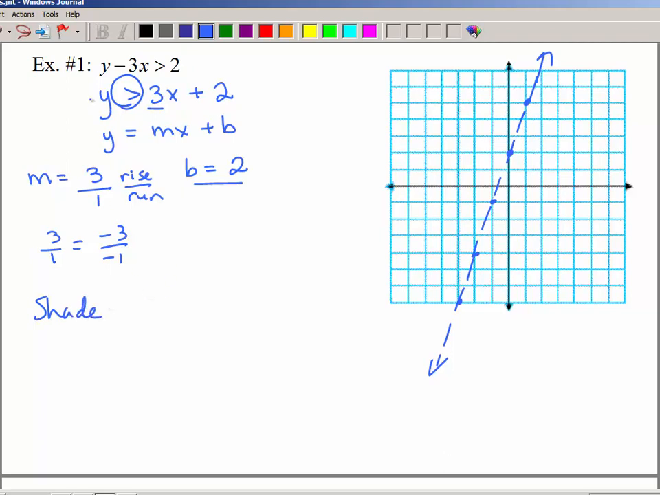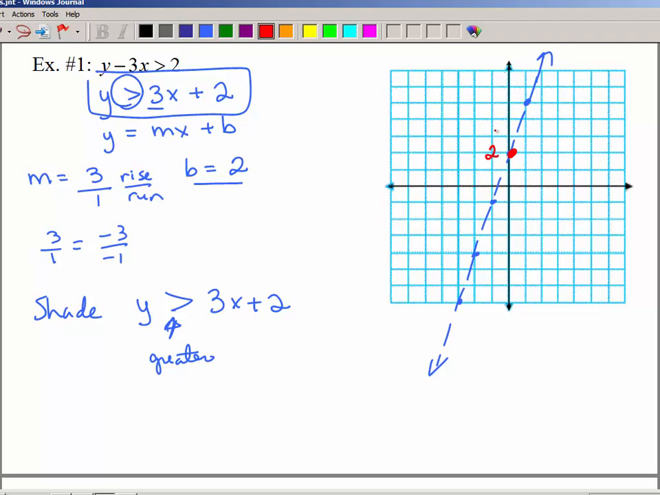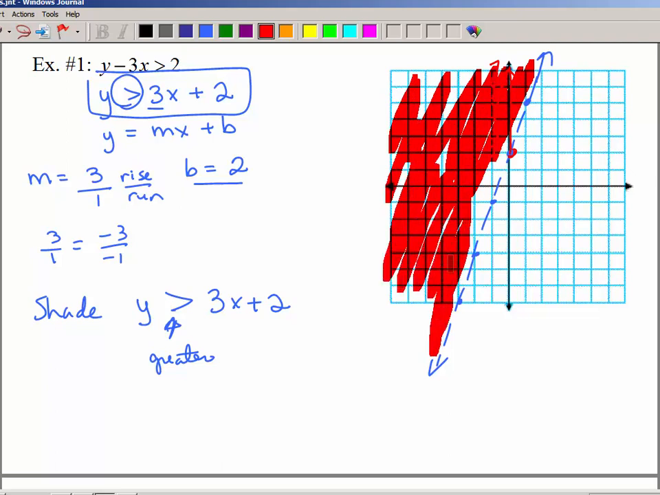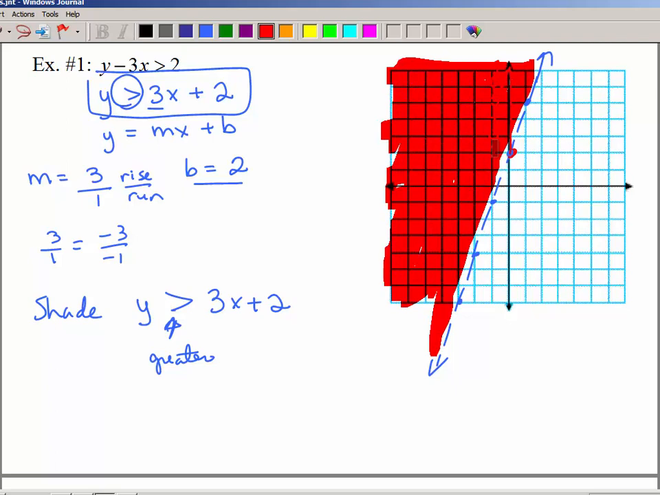Now we need to decide how to shade. So this is where we go back to where we've solved for y. Y is what compared to 3x plus 2? Y is greater than. So here's our y-intercept, which is 2. Greater than 2 would be 3, 4, 5, 6, and so forth. So I want to shade on that part of the line. So I want to shade all above the line, make it very clear, and that's your solution set.